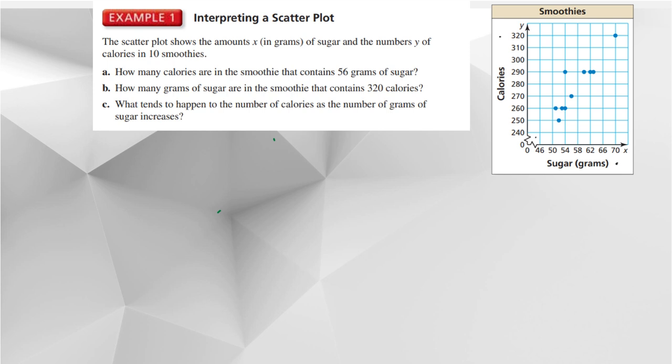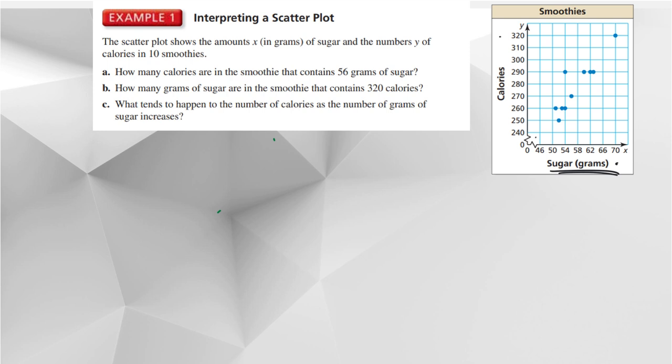In this case, we have 46, 50, 54, 58, 62, 66, and 70. We are jumping by 4. And vice versa on the y's, we are climbing by 10, correct? 240, 250, 260, and so on. So if we're looking for 56 grams of sugar, we need to identify that sugar is down here. 56 grams is going to be in between 54 and 58, right in the middle, correct?